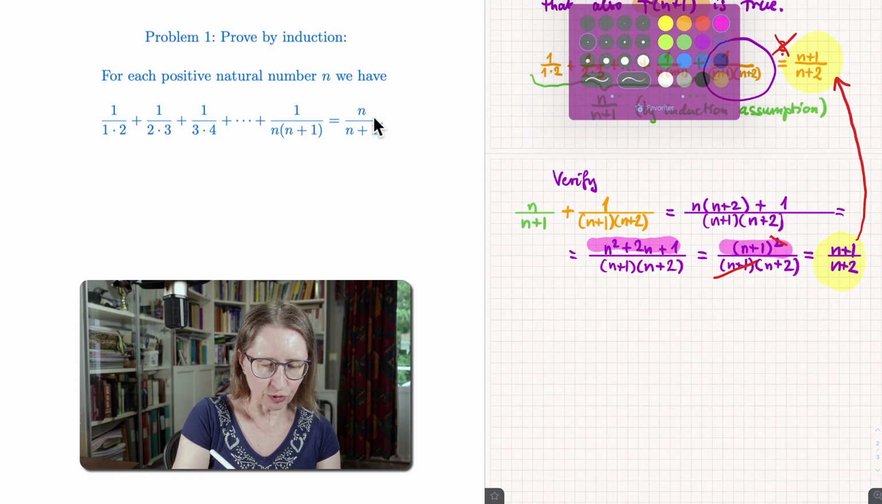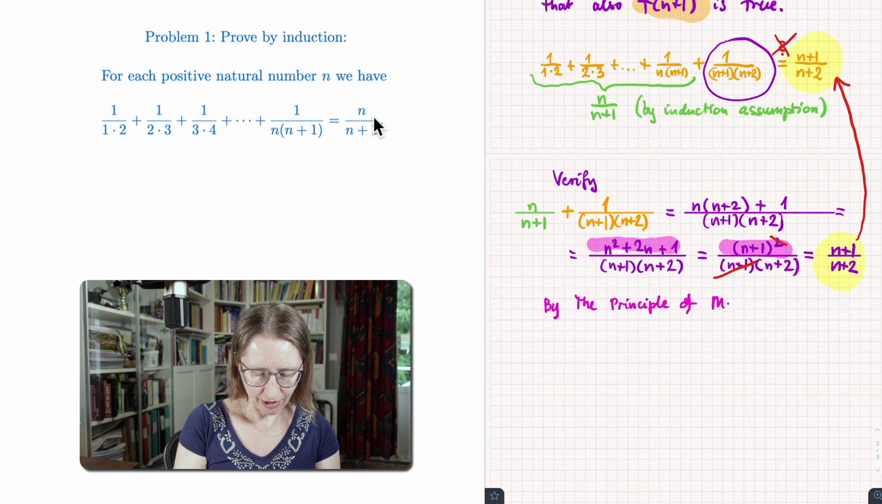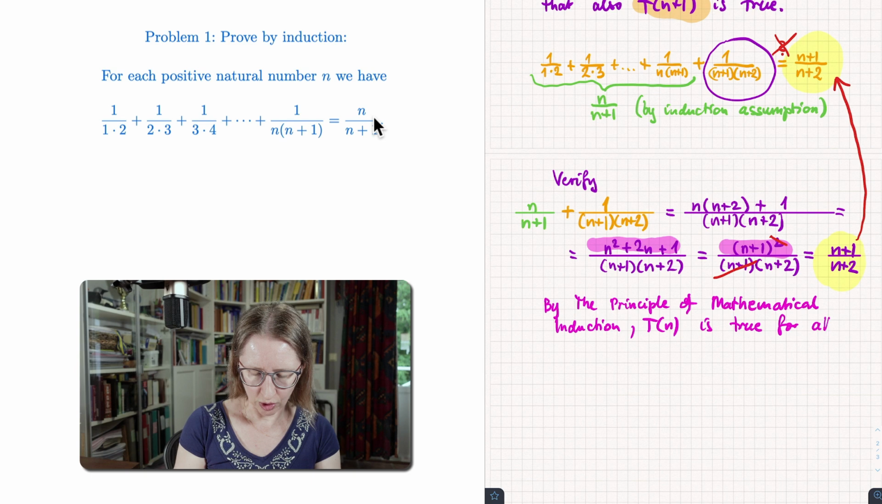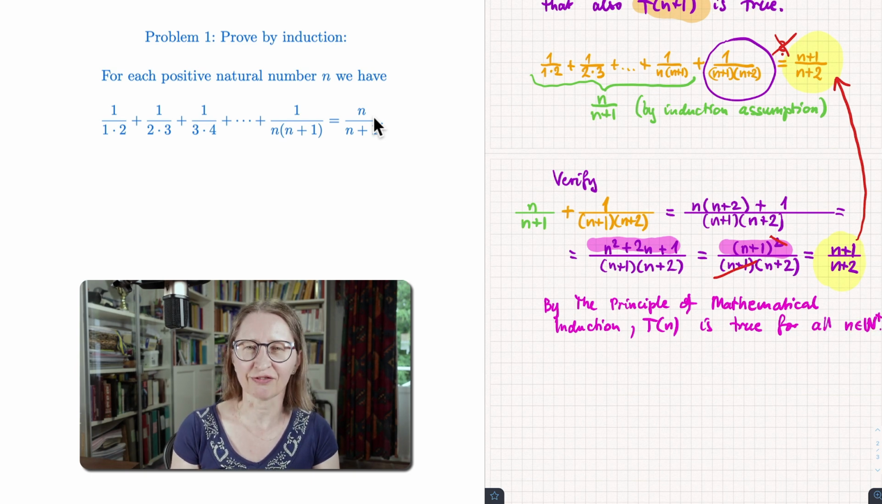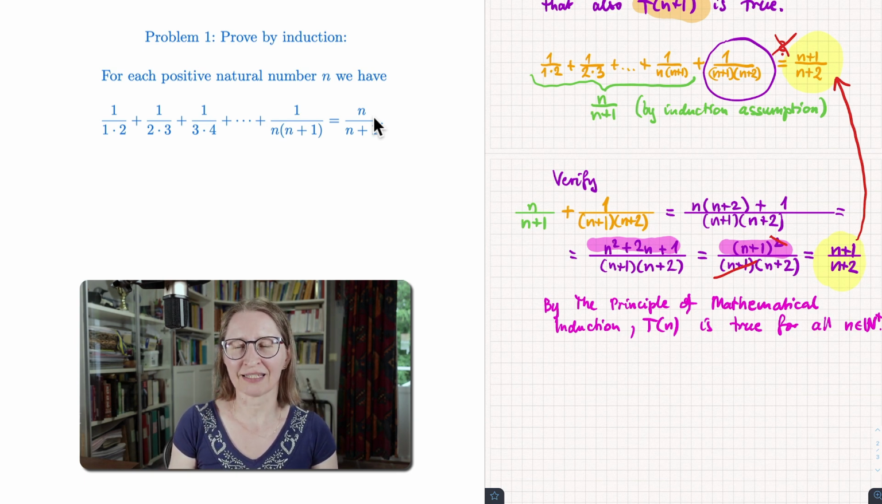And then we just write that by the principle of mathematical induction, our T of n is true for all n which are positive natural numbers, because we have proven the base case, and then we have proven that if T of n is true for some n, which is a positive natural number, then the thesis is true for the next number as well.